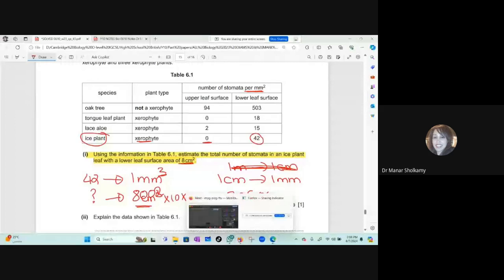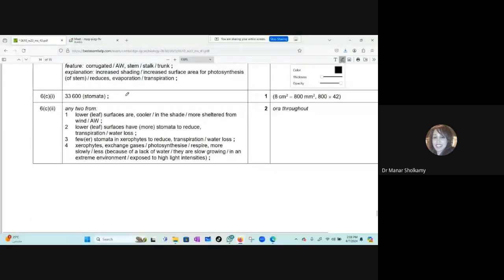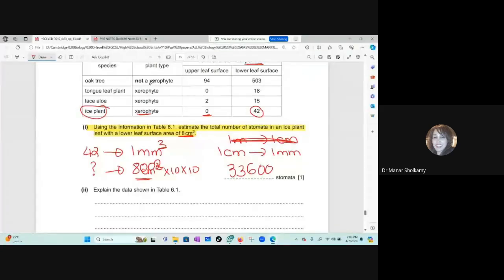Let me see the mark scheme. Just give me a second. Yes. 33600. 8 centimeters squared, you will have to multiply it by 10 2 times to convert it to 800 millimeters squared. And then this 800 you times 42. Now, I doubt that you will notice that. This is so tricky, and we are all not good in math. So please highlight this question and look at it again.